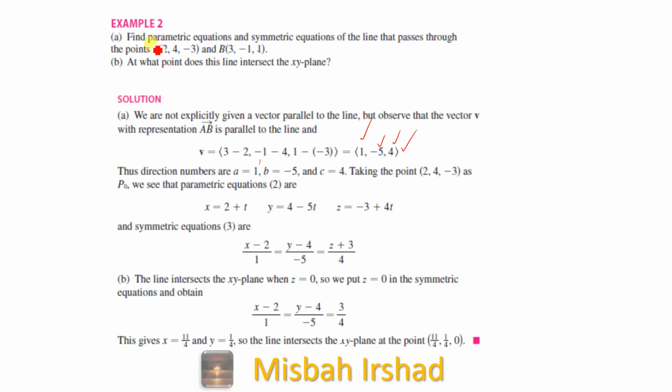You can choose either of the points A, B to be P naught. So if we choose point A, then x is equal to 2 plus t, y is equal to 4 minus 5t, and z is equal to negative 3 plus 4t. And by eliminating t from these equations, we have this symmetric form.